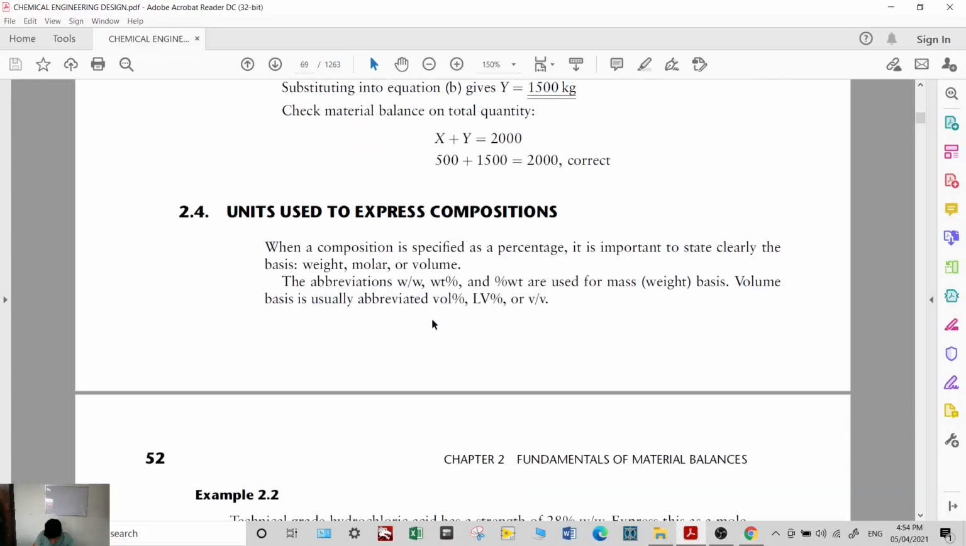Okay, now we will proceed with some examples on how to change from weight composition into a molar composition. This is just a review of your chemistry class. Based on this one, this is the abbreviation of by weight basis. So you have the symbol W over W.